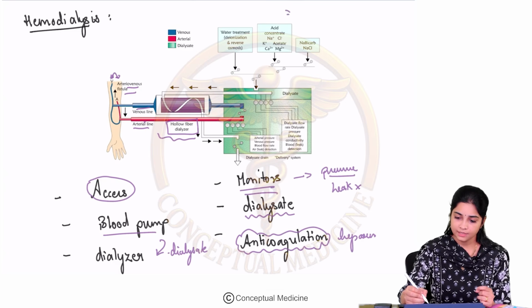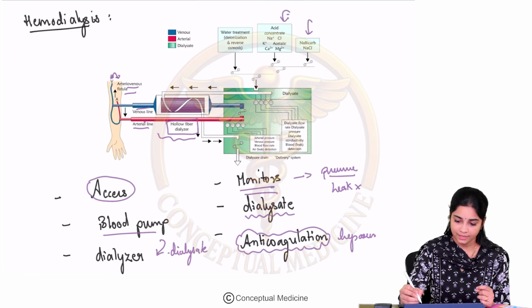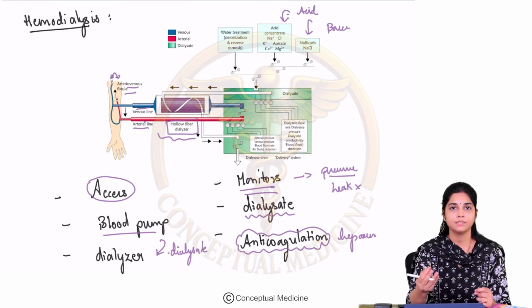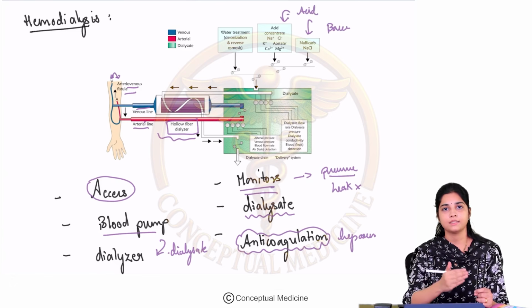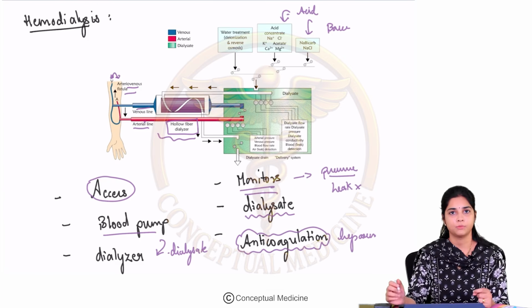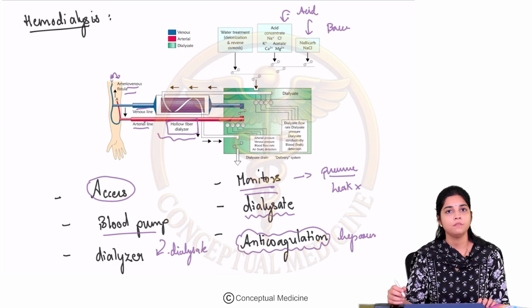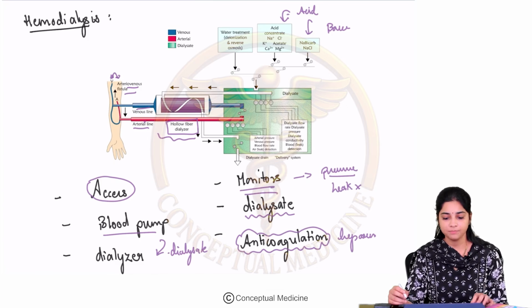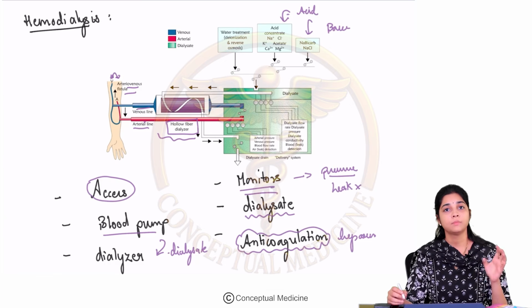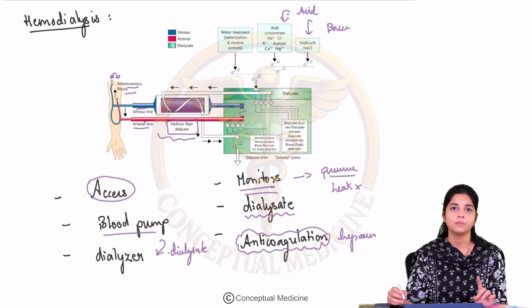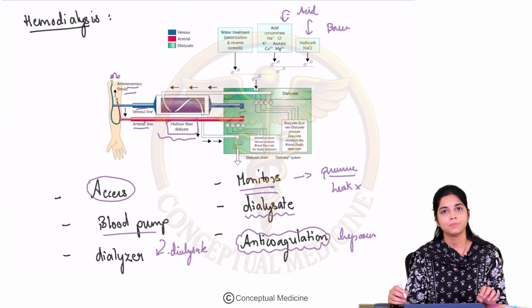So the dialysate comprises this acid bag and base bag. So there is a certain composition of acid and base within the dialysate, so that the dialysis happens and the toxins are removed, right? So this is about the various components of the dialysis machine. So you have an access, you have a blood pump, you have a dialyzer, monitors, dialysate, and you have an anticoagulation system in place. Once the blood moves through the dialyzer and the dialysis machine, it is pumped back to the patient. Okay, so that completes the circuit.